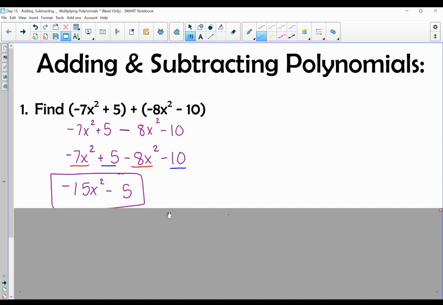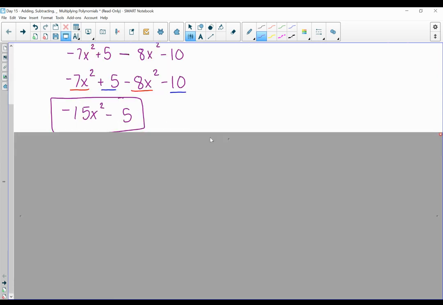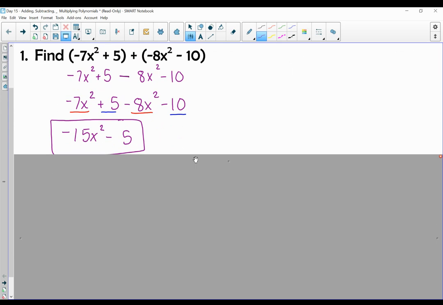And if you're not that great with subtracting like this, negative 7 minus 8, that's fine. Once you get to this step, plug them in your calculator. Just do negative 7 minus 8, and it'll tell you it's negative 15. And you just have to remember that it's x squared. And then same here, 5 minus 10, it will tell you it's negative 5. All right, so that is addition.